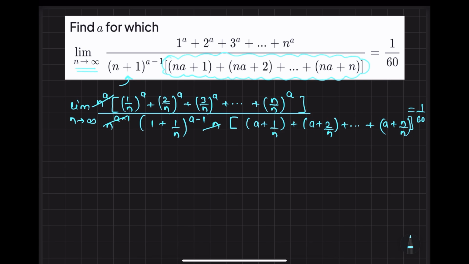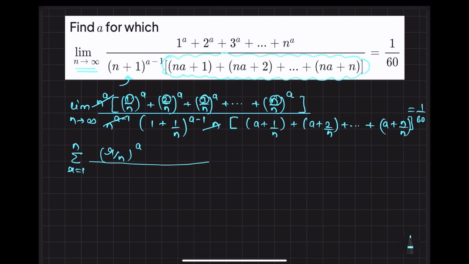Now look at this, how we will manage the situation. If you observe now, look at here, I will be writing things in the form of summation. Now if you observe the numerator, you can write that thing as r by n power a, meaning 1, 2, 3, ..., n. So r by n, r starts from 1 to n.